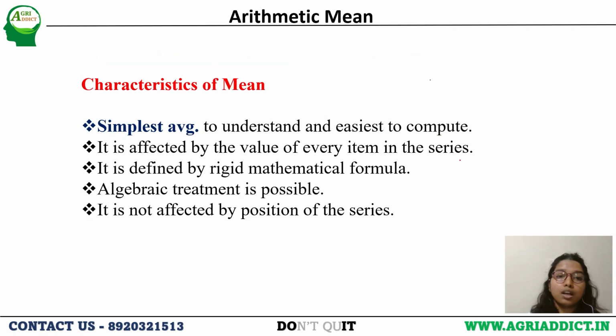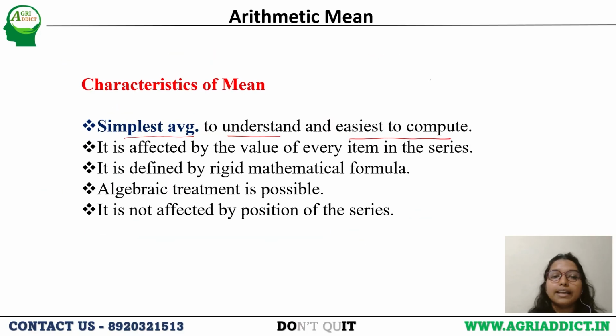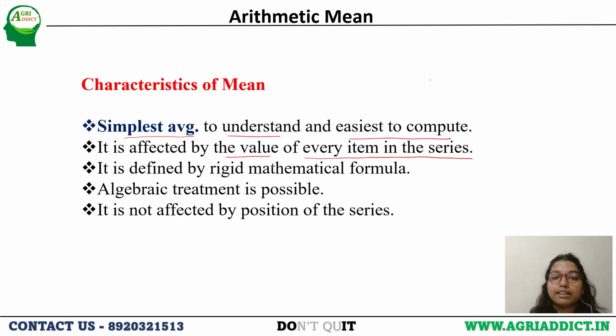Let's move. Here I have included the characteristics of mean. It is the simplest average to understand and the easiest to compute. As we studied in the previous slide, it is simple and very easy to calculate. Next, it is affected by the value of every item in the series. In the previous slide, we studied that we added every item of the series. This is the data series we got, and we are adding all the items in it. That is, we are considering all the values given in the data series. That's why we say that it is affected by the value of every item in the series.